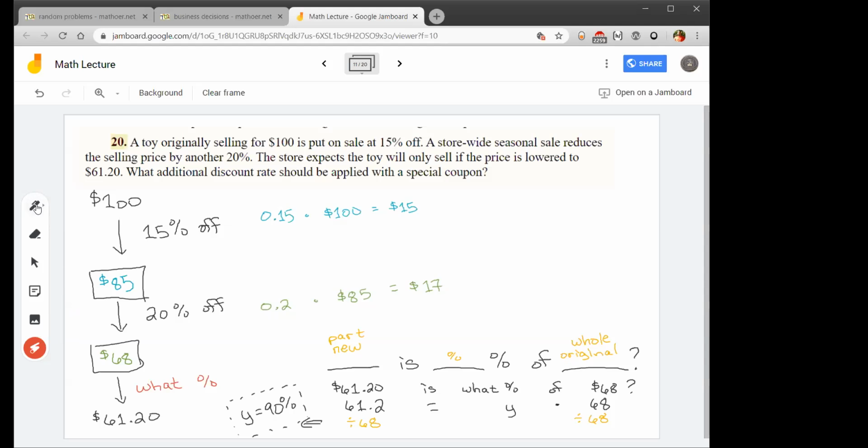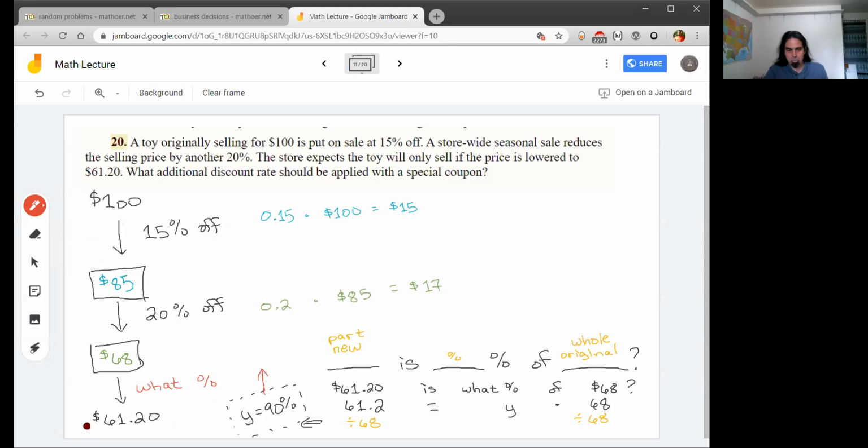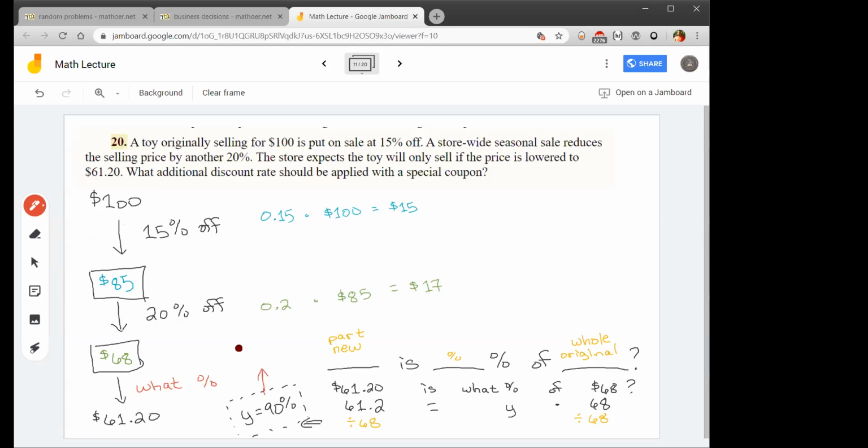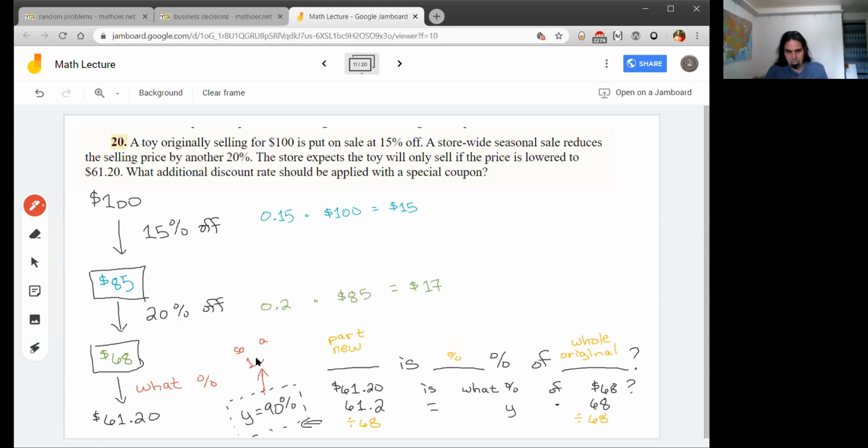So I have one last little step. If what remains is 90%, then how much did we get rid of? 10%. So yeah, that's the one I can finally put a box around.